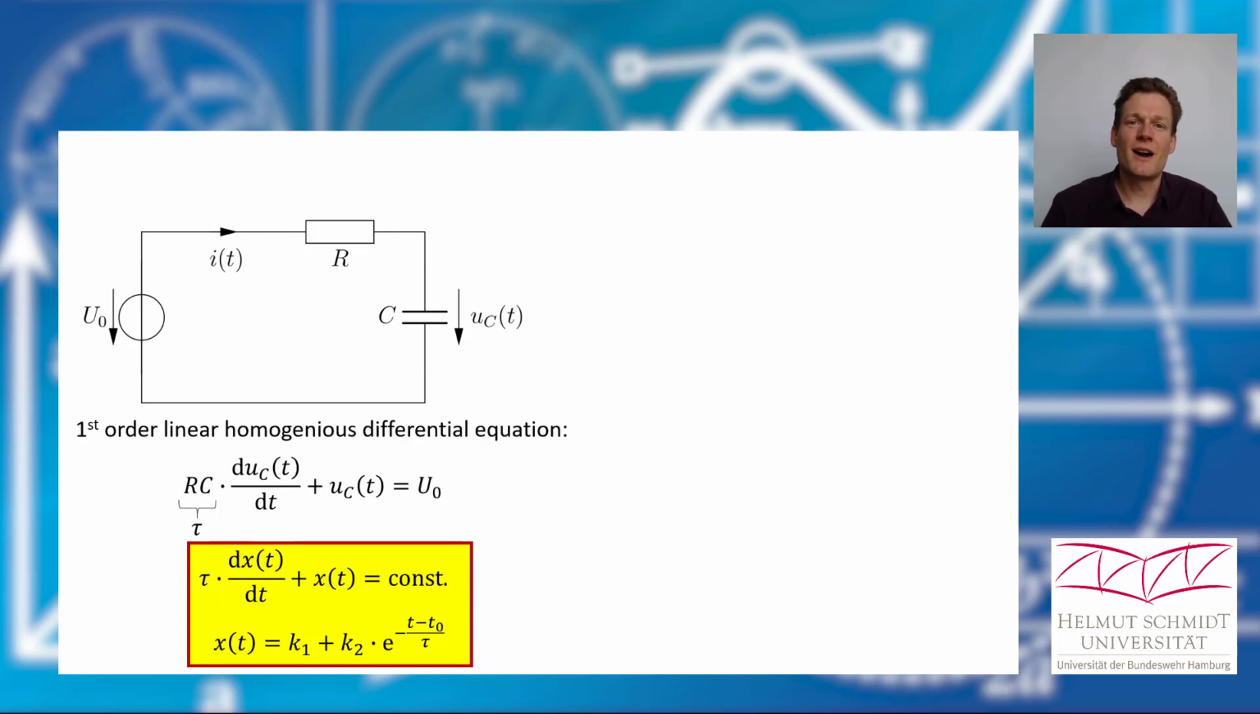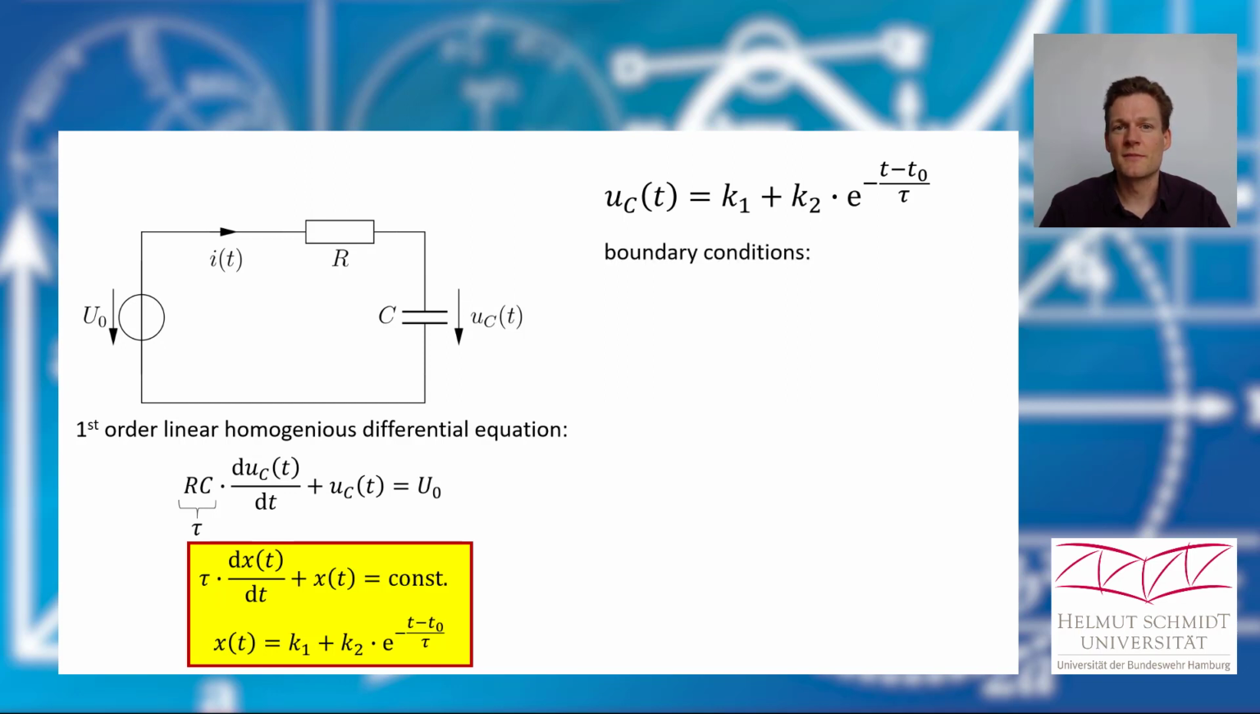Okay, I will show you how we can use it. So we found this differential equation for our system. And now the mathematics tells us that the solution is this equation here. And we have everything but k1 and k2. And we find these two constants with the so-called boundary conditions.